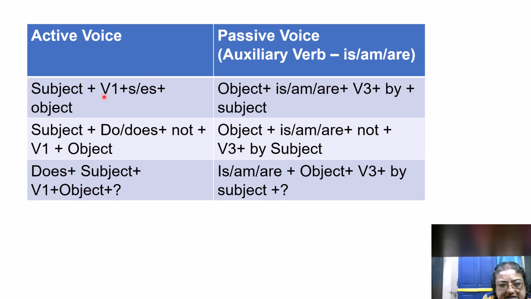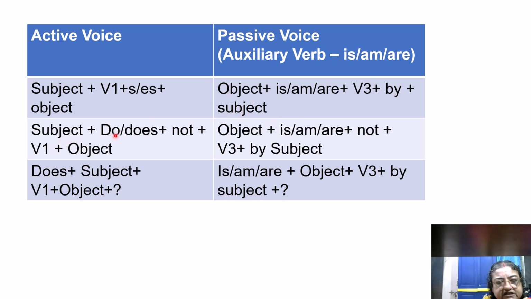Next, if you change this format to passive, then the object comes to the subject position, then is, am, are, the be verb, plus the V3 form of the verb, and you can use the keyword by. Sometimes it is optional, meaning you may or may not use it, but the main thing is that you have to use the passive form of the verb. Here, by is not always required in some sentences. Then the subject comes in the object position.